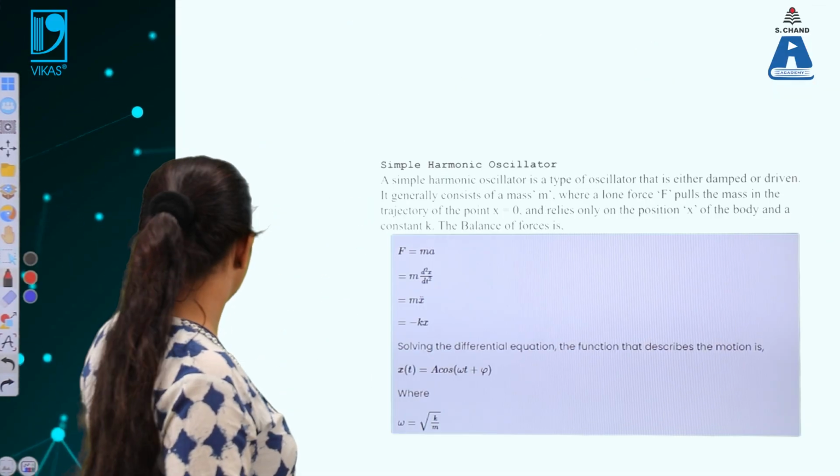Welcome back to S Chand Academy. In the first part we studied what a mechanical and electrical simple harmonic oscillator is. Now we will calculate its mathematical expression, and how the simple harmonic oscillator is directly related to the displacement.